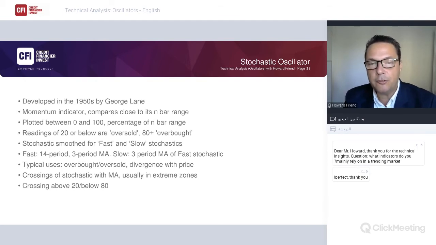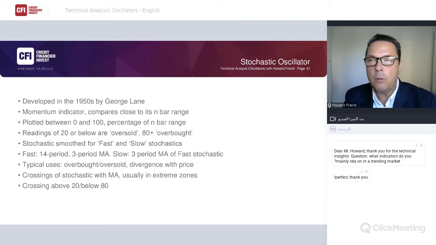And what it is, it's the percentage of the N-bar range. So if we're looking at a 20-day oscillator and the oscillator reading is 80, then that tells you that the price has just closed at the 80% level of the 20-day range. So it's said to be overbought if it's 80 or higher, and below 20 or lower, it's said to be oversold.